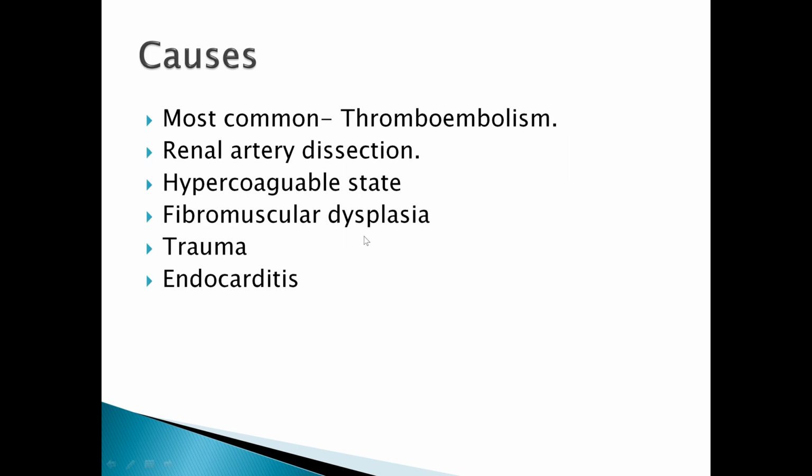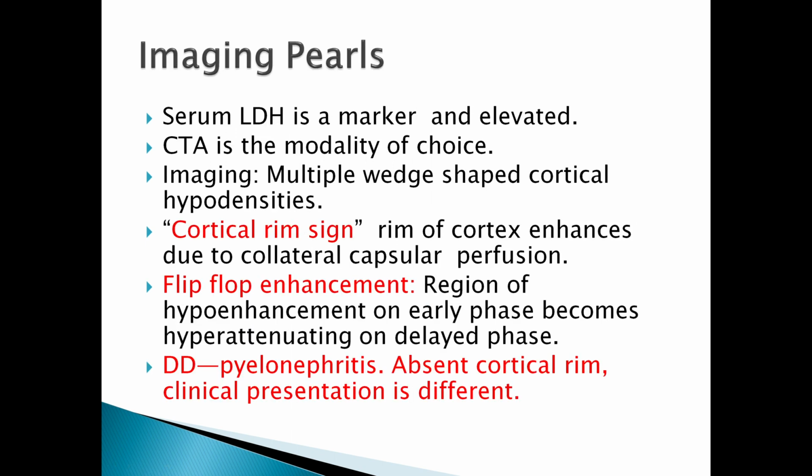Now, what are the most common causes of renal infarction? As in our case, there were significant atheromatous changes, so probably some embolus has dislodged within the renal artery. So the most common cause is thromboembolism, followed by renal artery dissection, hypercoagulable state, any history of fibromuscular dysplasia or recent trauma, or heart disease like endocarditis, where also the emboli can move to the visceral arteries.